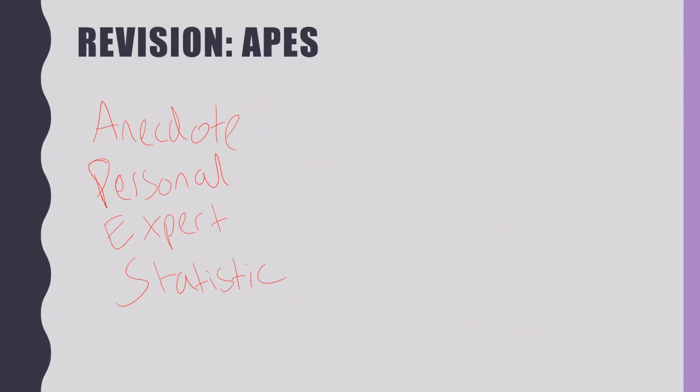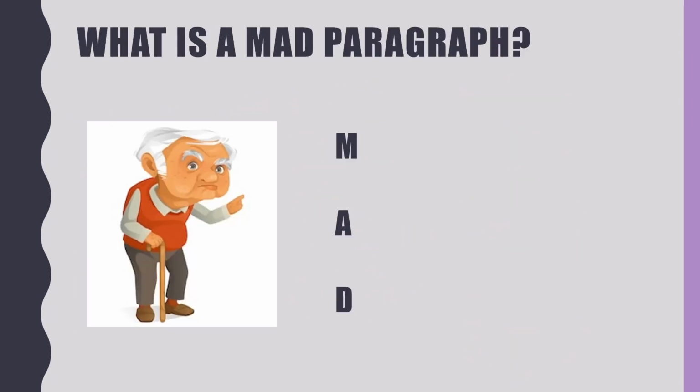Okay, so you've got NERD, HEAD, APES, and then today we're going to do MAD. Here's a picture of an old man who looks kind of mad. Mad as in angry. Make him look a bit angrier. There we go. He looks pretty angry there. He's got a red monobrow. Looks like a V.